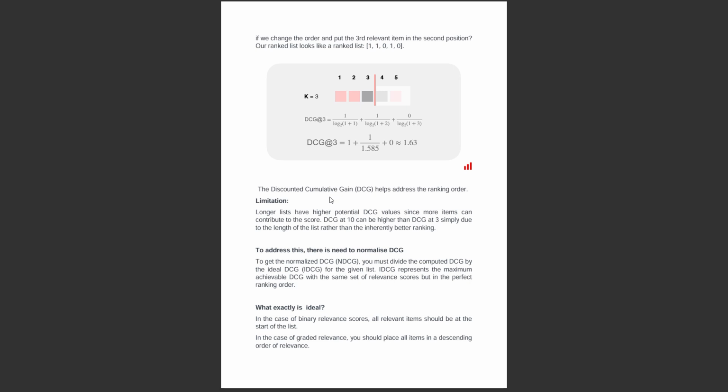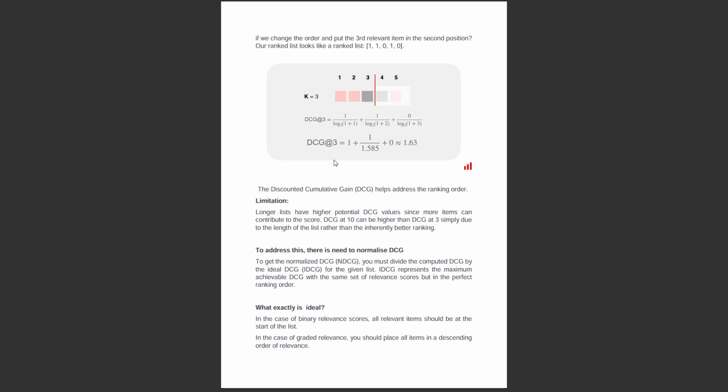So what is the limitation associated with this technique, the discounted cumulative gain? Longer lists have higher potential DCG values since more items can contribute to the score. DCG at 10 can be higher than DCG at 3 simply due to the length of the list rather than inherently better ranking. So this is not a better one, because as we increase the value of K, of course the DCG value is going to increase. Suppose I have calculated DCG at 3 and I am getting 1.63. If I calculate DCG at 10, definitely it is going to be more than this 1.63. It should not happen like that.